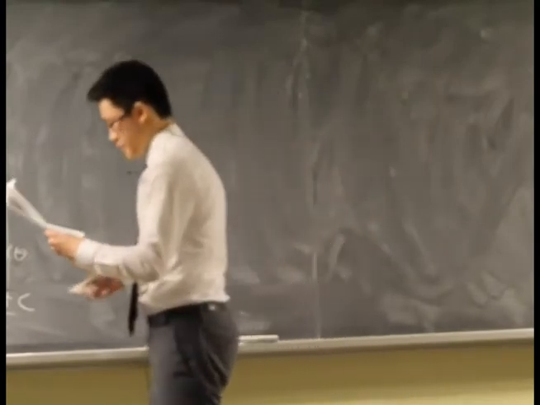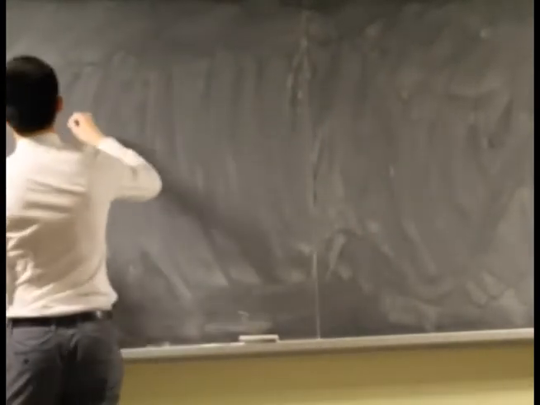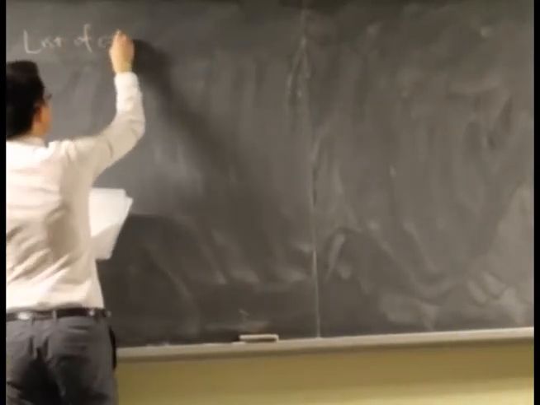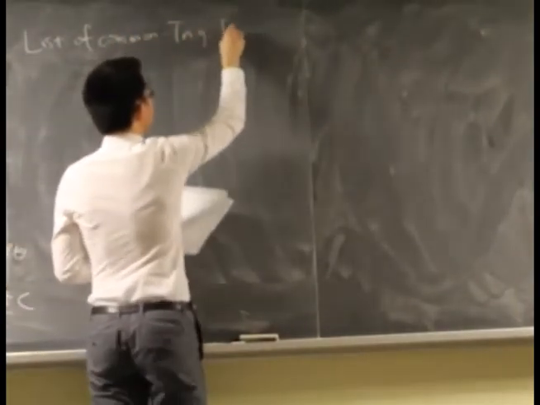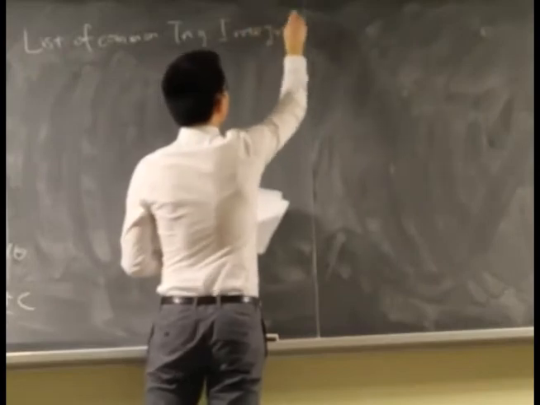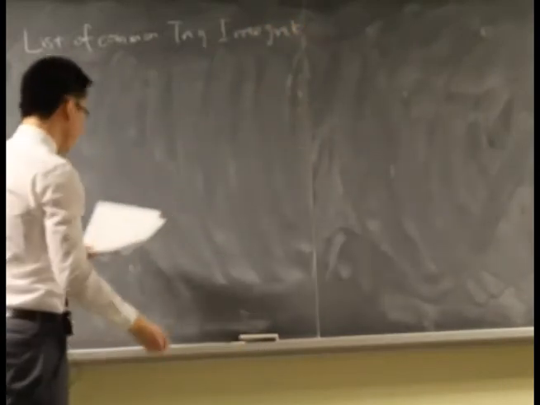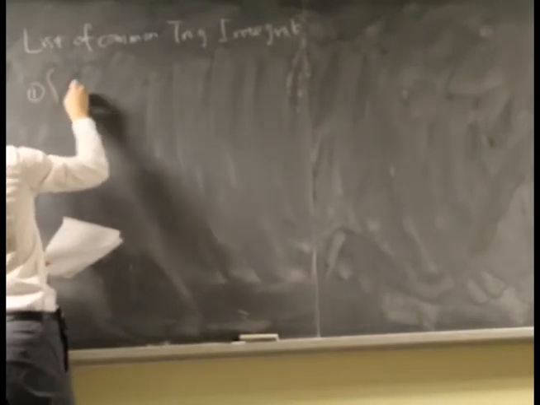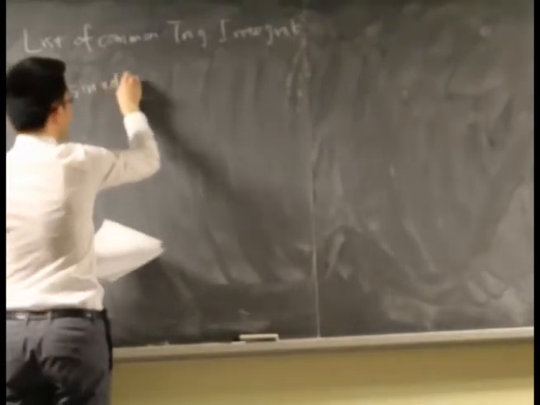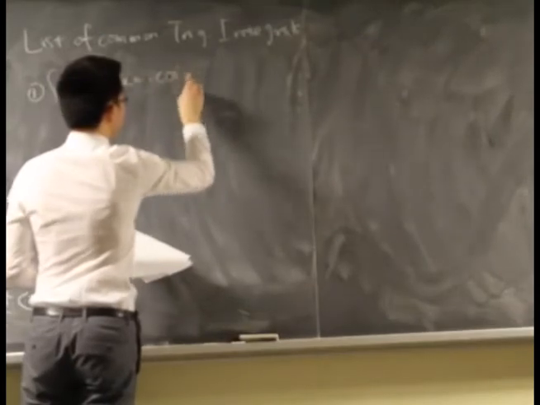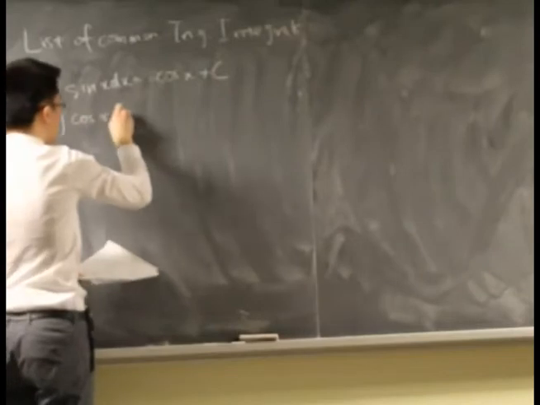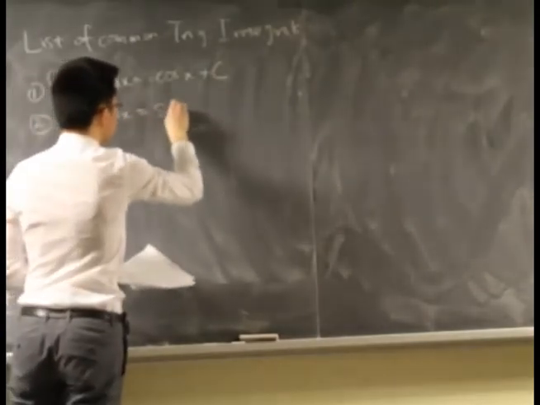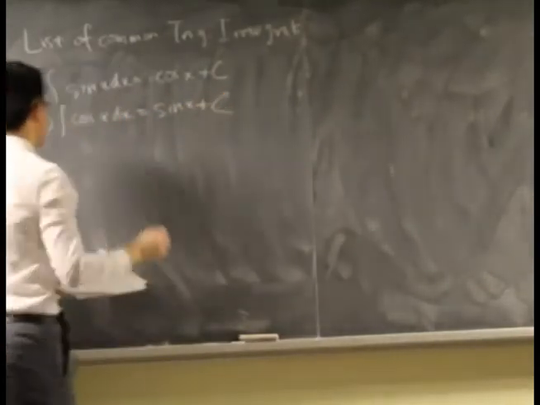All right. I said I was going to give you a list of common trig integrals. I'm sure you've seen some of these before. Let's just start with the easiest one. The integral of sine x dx is negative cos x plus c, and the integral of cos x dx is equal to sine x plus c.